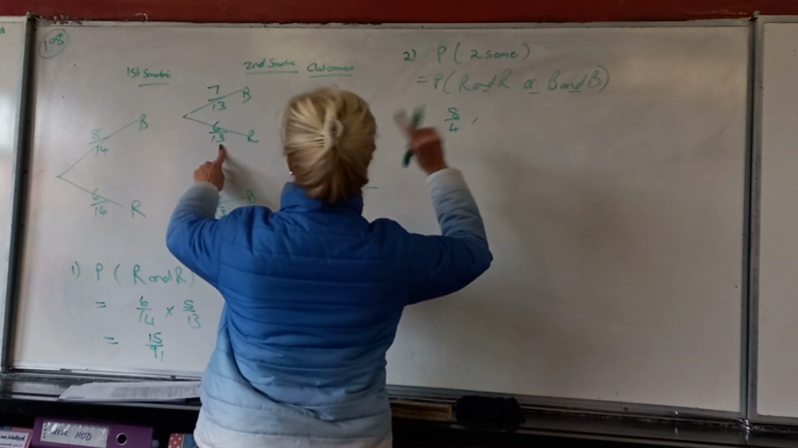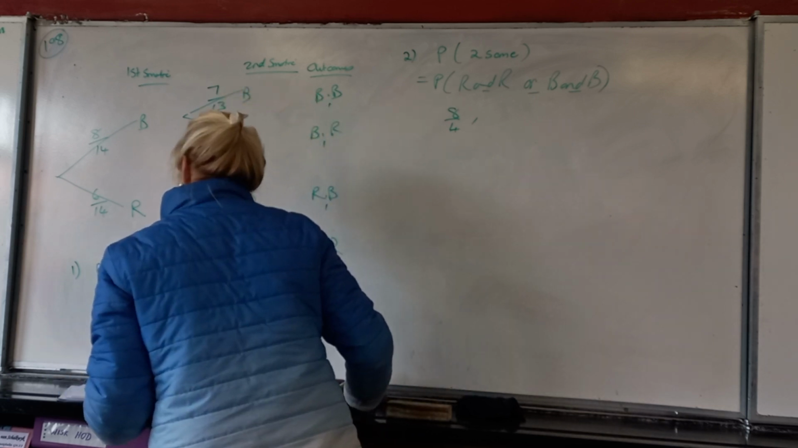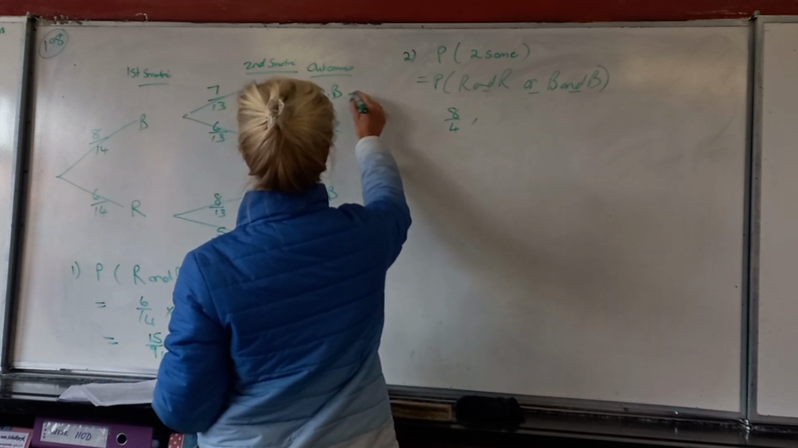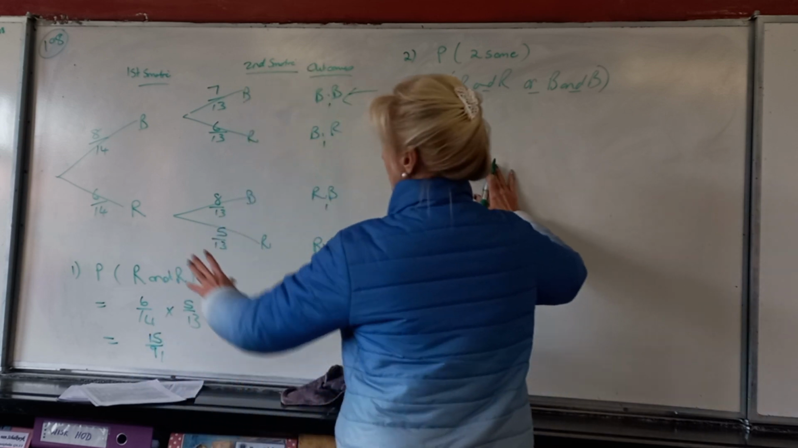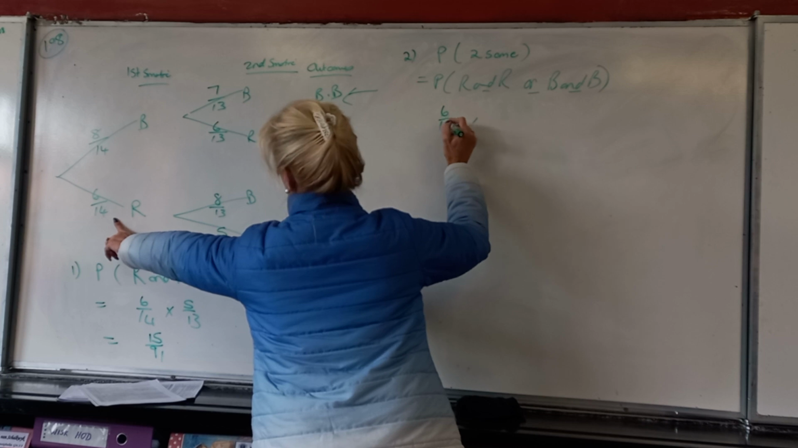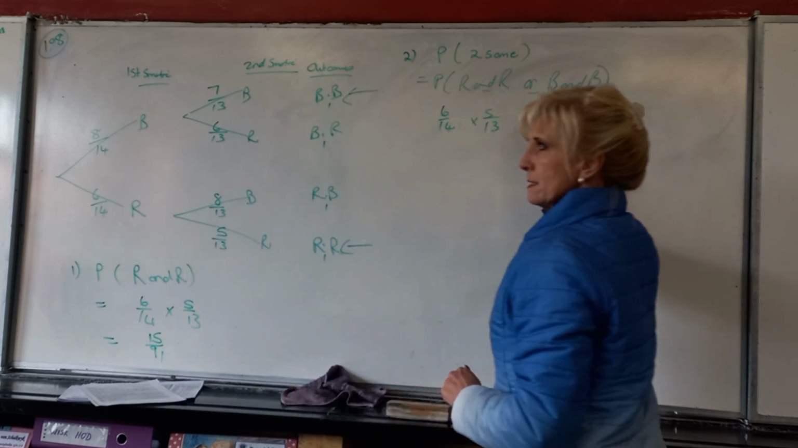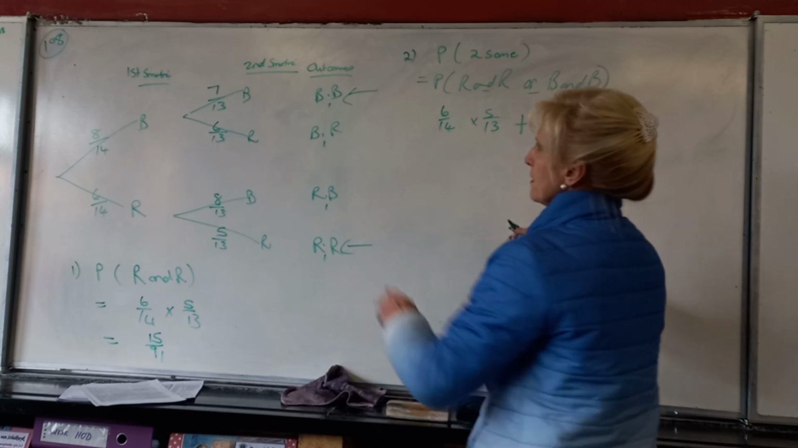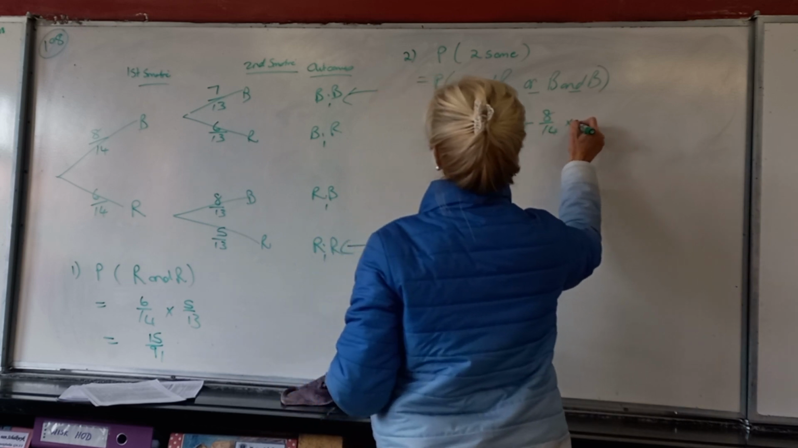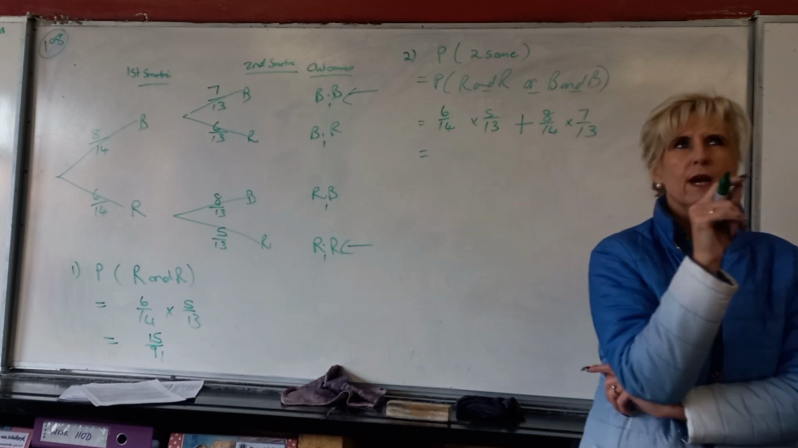Oopsie, no, wait. The same color. Sorry, I'm doing different ones. Two of the same color. Did I read it correctly? Yes. Okay, so it's this one and this one. So this one would have been 6 over 14 times 5 over 13. Then you add them. And then this blue one is going to be 8 out of 14, 7 over 13.